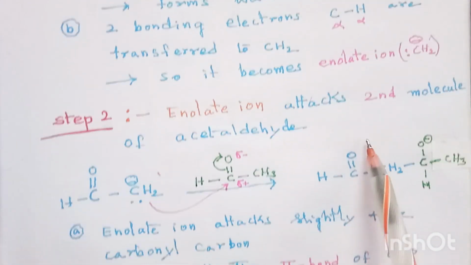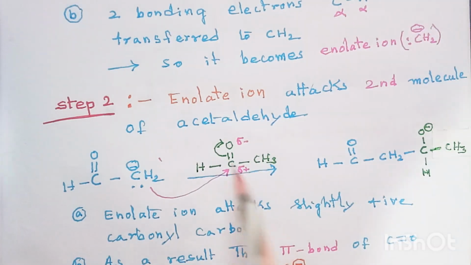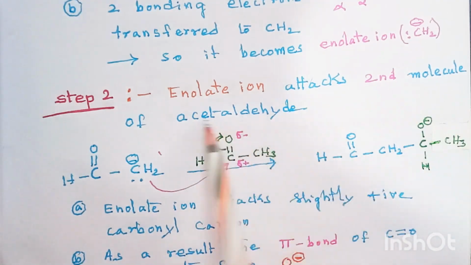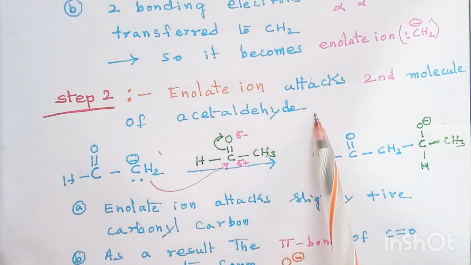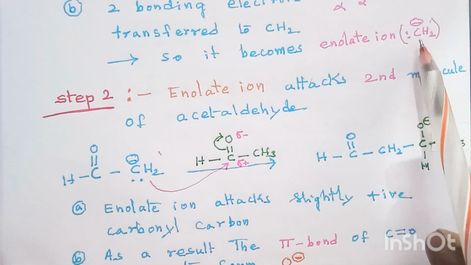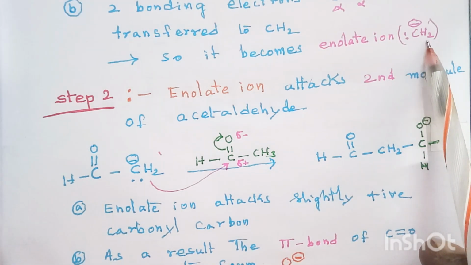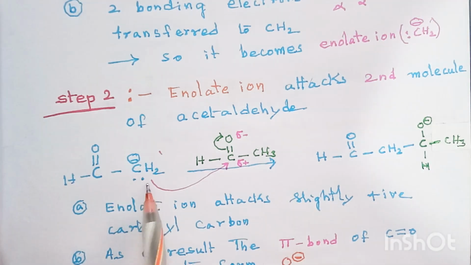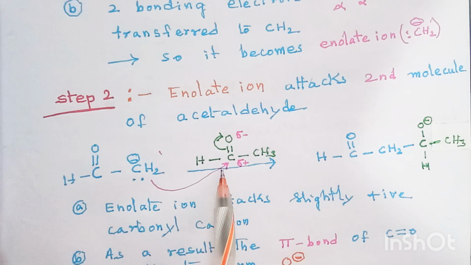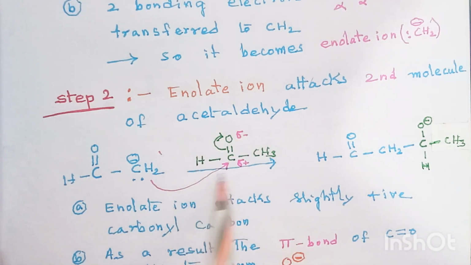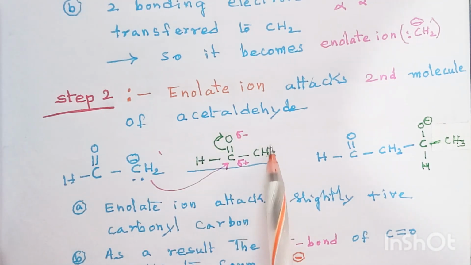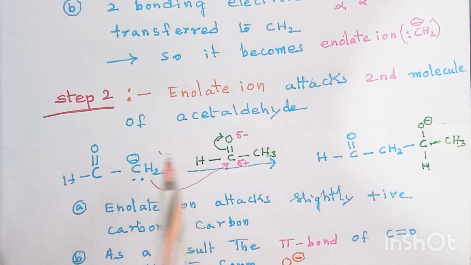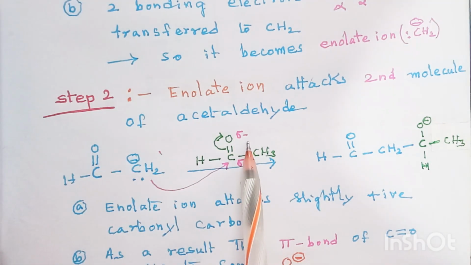In step 2, the enolate ion attacks the second molecule of acetaldehyde. So the enolate ion is negatively charged, we know that. This negatively charged CH2 minus enolate ion attacks the carbonyl carbon of the second molecule of acetaldehyde. This acetaldehyde is written in green ink to differentiate the first molecule and the second molecule of acetaldehyde.